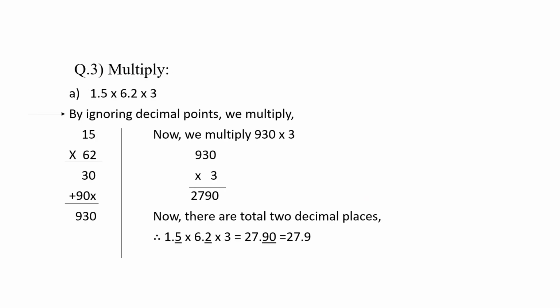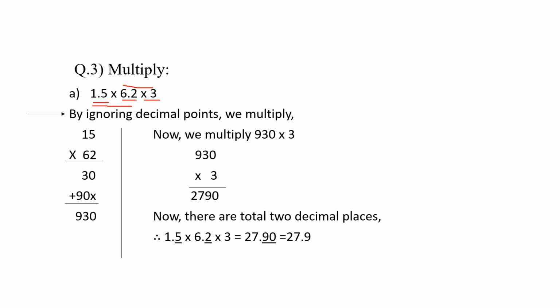Okay children, now we'll see next question. Question number 3, multiply. Now here you can see we are going to see multiplication of 3 numbers, right? So the first problem, 8th one, is 1.5 into 6.2 into 3. So what we'll do, either you'll multiply this first 2 numbers first or second 2 numbers first, it depends on you. Okay, so as first step, by ignoring decimal points we'll multiply.